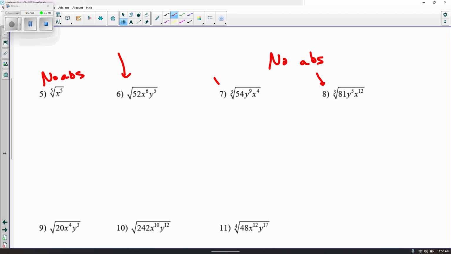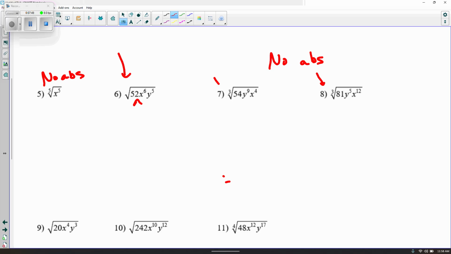Because it's even. 52 breaks down to? What's that, 52? It's even. 26, what's after 26? 13. And then I go x, x, x, x, x, x, y, y, y, y, y. And then I put my square root symbol. And then this has an index of 2. So I'm going to circle all my pairs.